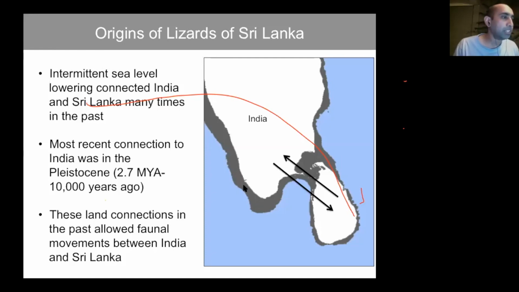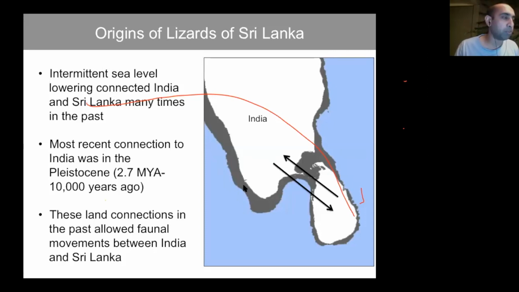Right? So in the Pleistocene era, that is the most recent time, there was a low sea level period which connected India to Sri Lanka. So in the Pleistocene, the sea levels dropped to 120 meters below current levels. So that connected Sri Lanka and India for the last time. And then it allowed what we call faunal exchange, the movement of fauna between the two land masses. But this is not the only time that Sri Lanka was connected to India.